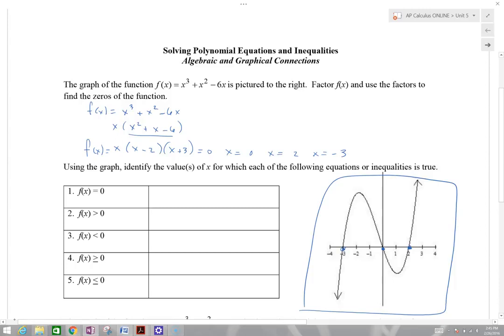So now we need to find the places where f of x is equal to 0, where it's greater than 0, less than 0, greater than or equal to 0, or less than or equal to 0. Go ahead and challenge yourself. Pause this video right now, and then I will give you the answers.